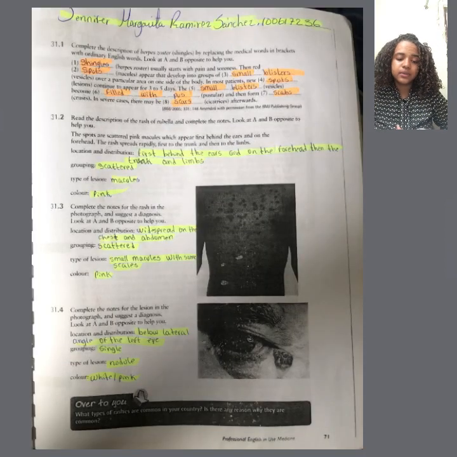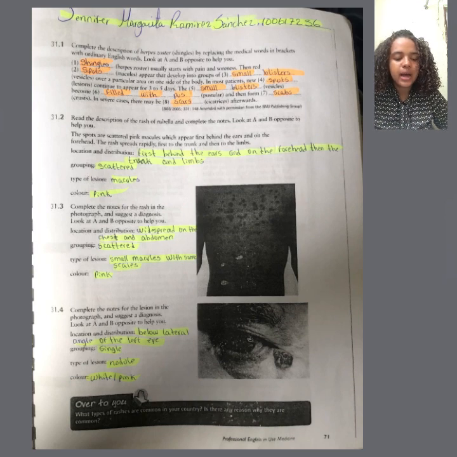Chapter 31. Complete the description of herpes zoster, shingles, by replacing the medical word in the brackets with an ordinary English word. Look at A and C opposite to help you. Shingles. Herpes zoster usually starts with pain and soreness. The red spots, macules, appear and then develop into groups of small blisters, vesicles, over a particular area on one side of the body.